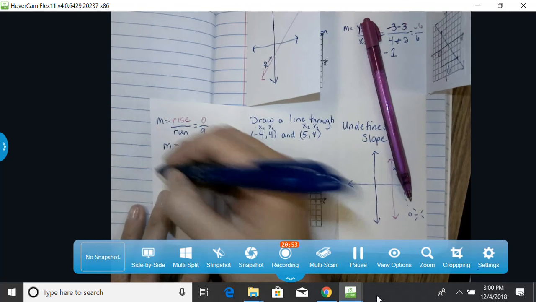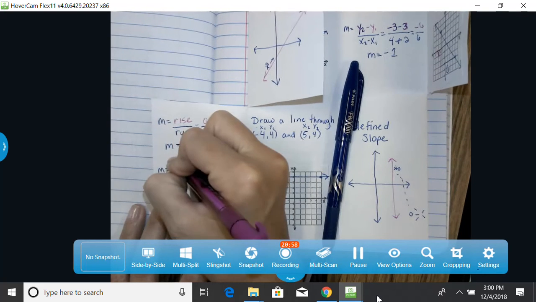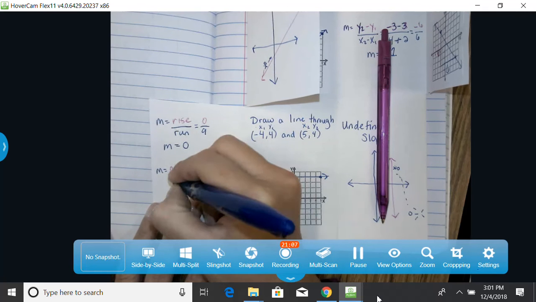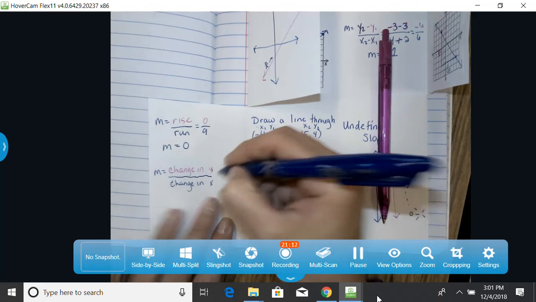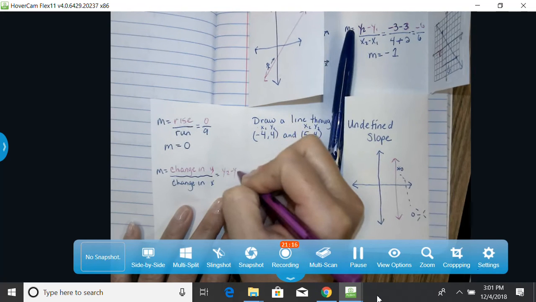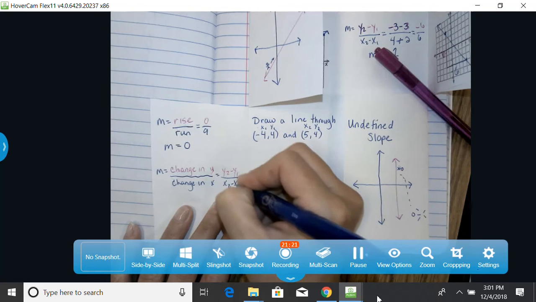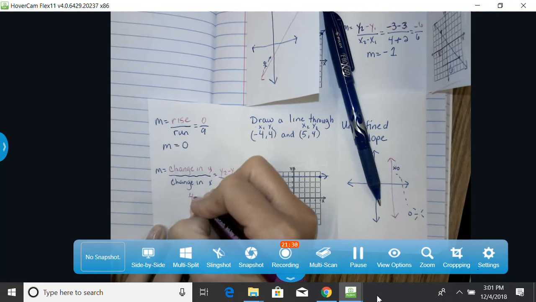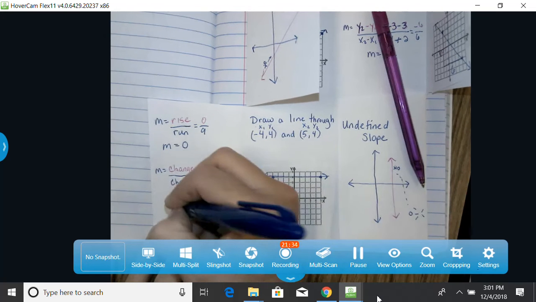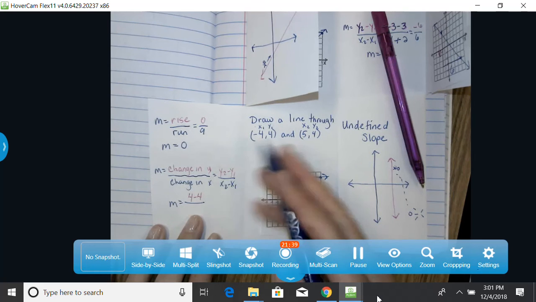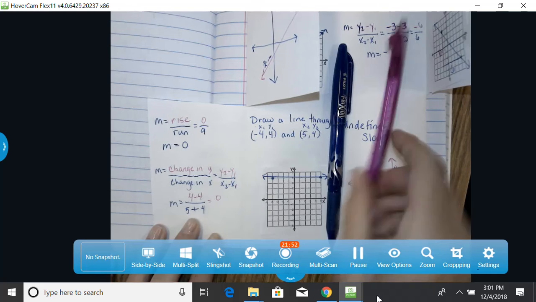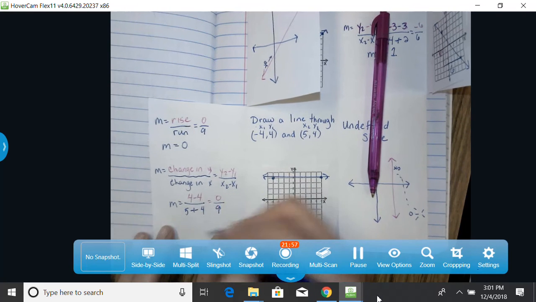If I were to calculate my slope as a change in y over change in x, or y2 minus y1 over x2 minus x1, y2 is 4 minus 4 over 5 minus negative 4. Minus a negative always becomes a positive. 4 minus 4 is 0. 5 plus 4 is 9. 0 over 9 is 0.